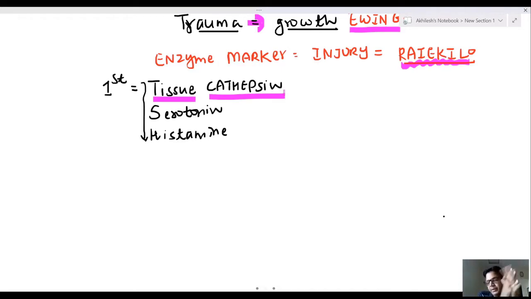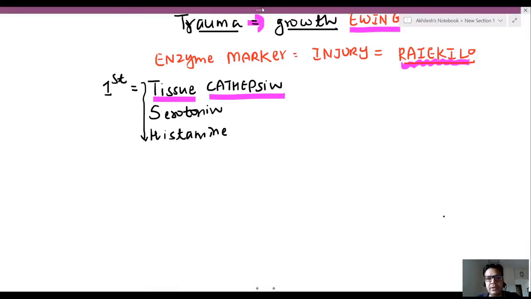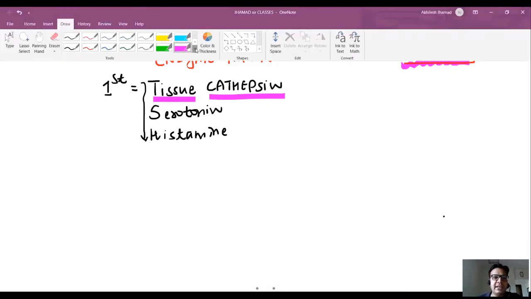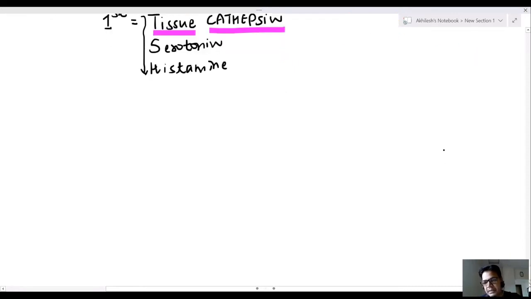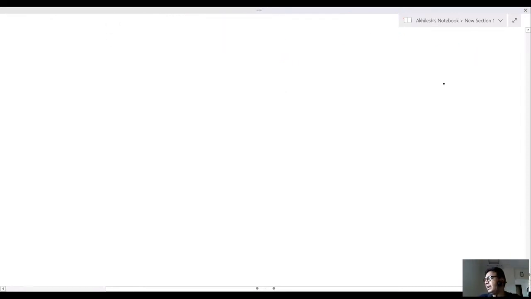These enzyme markers, the biochemical markers, were discussed by Raikilo. So you have to remember the names of both scientists. One is Ewing, second is Raikilo. Now, sir, we have discussed some types of injury. Now I am coming to postmortem techniques.